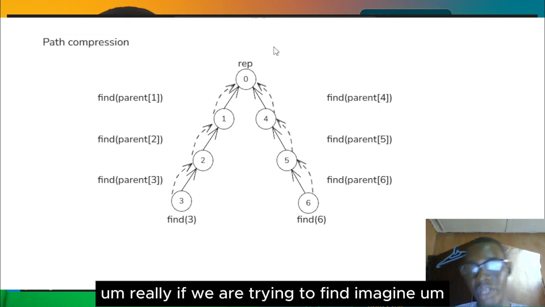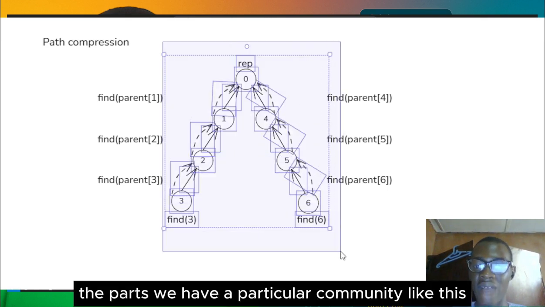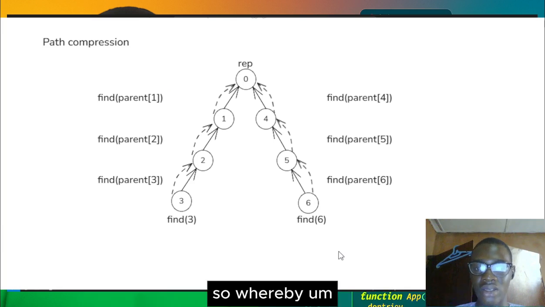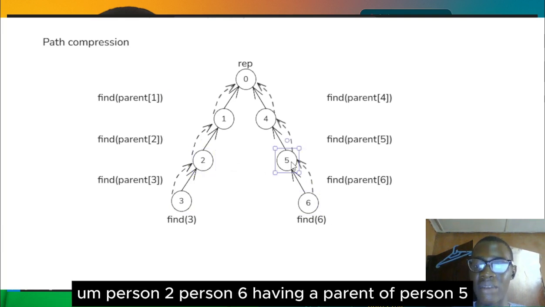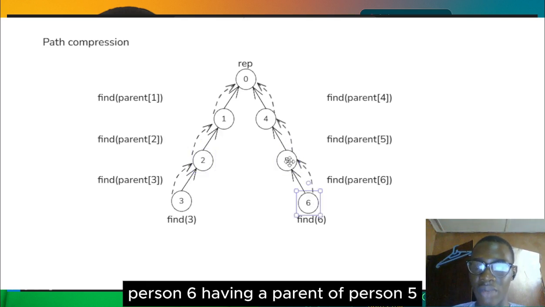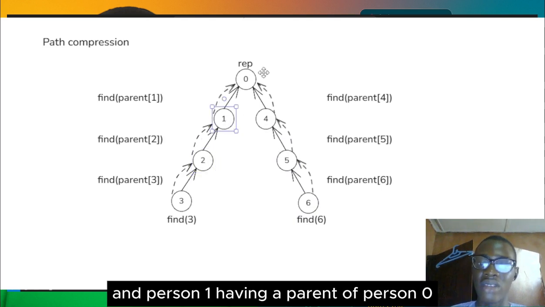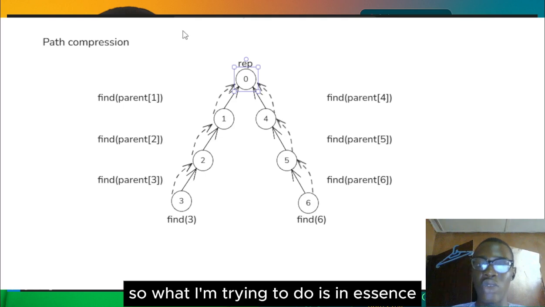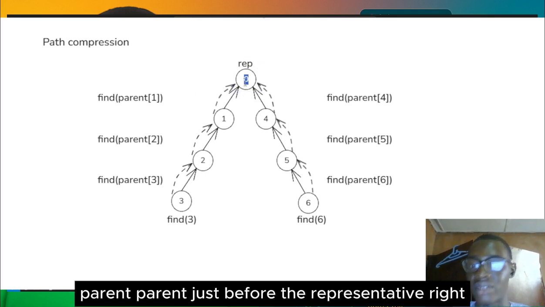So really, imagine we have a particular community like this, whereby person 3 and person 6 have a parent of person 2, person 6 also has a parent of person 5, person 2 has a parent of person 1, and person 1 has a parent of person 0. So what I'm trying to show here is that you can see they have a parent just before the representative, right?